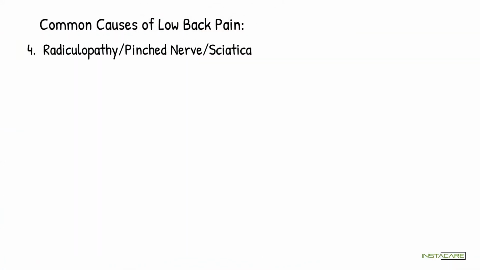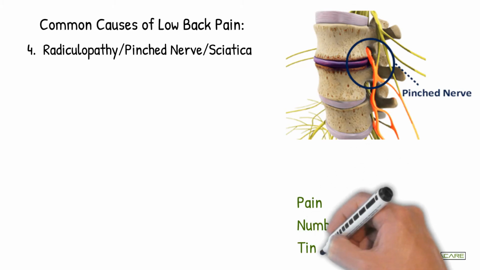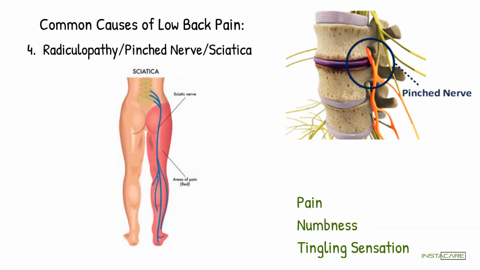A radiculopathy injury is a condition caused by a compression to the spinal nerve root. Pressure on the nerve root results in pain, numbness, or a tingling sensation that travels or radiates to other areas of the body where that nerve travels to. The most common radicular condition is called sciatica, which occurs when the sciatic nerve is compressed. The sciatic nerve is a large nerve that travels down the buttocks, down the back of the thigh, and into the lower leg and foot.